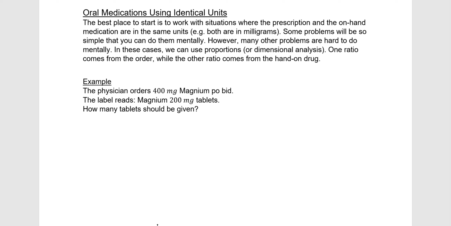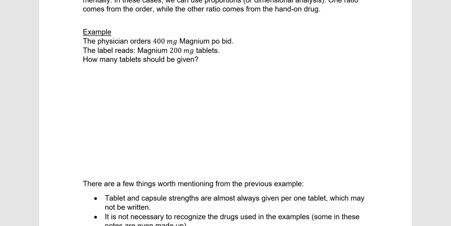But the way that we can always do this is just like we've been doing these things. We can set up proportions and solve the proportion. So recall a proportion is going to be a ratio equals another ratio. One of the ratios for these problems is going to come from the order itself, while the other ratio is going to come from the on-hand drug. Okay, so let's see an example here.